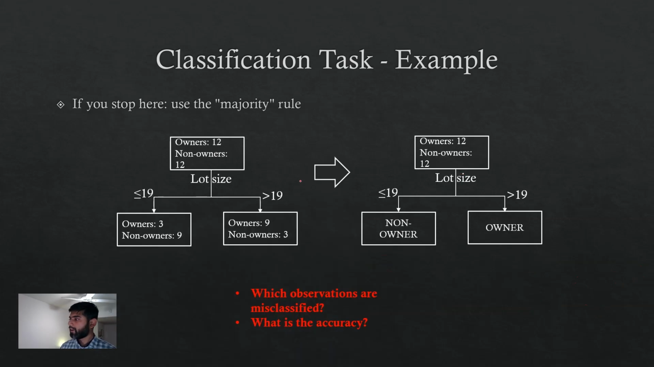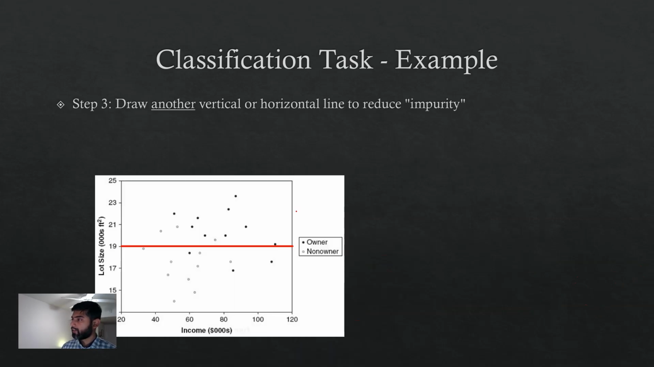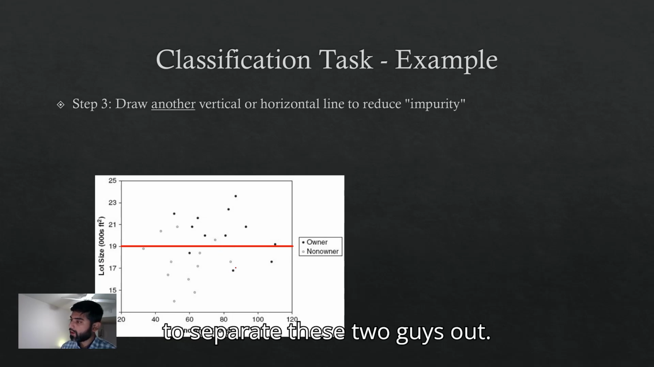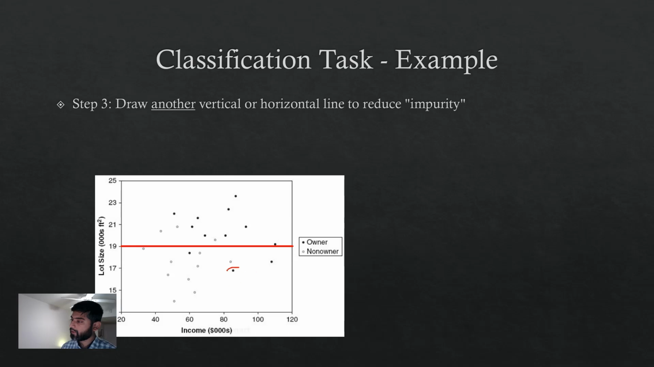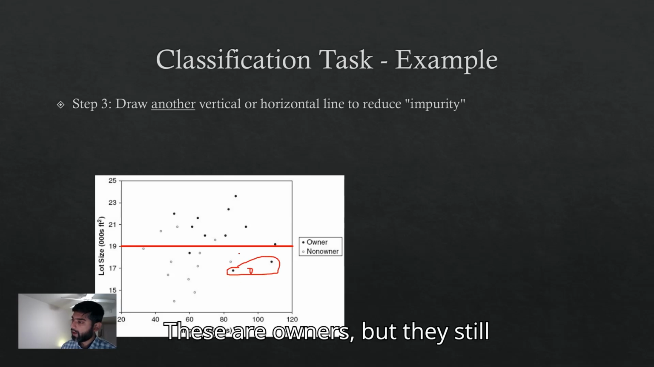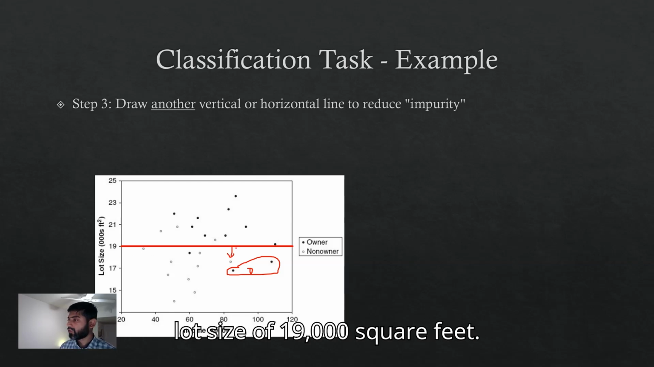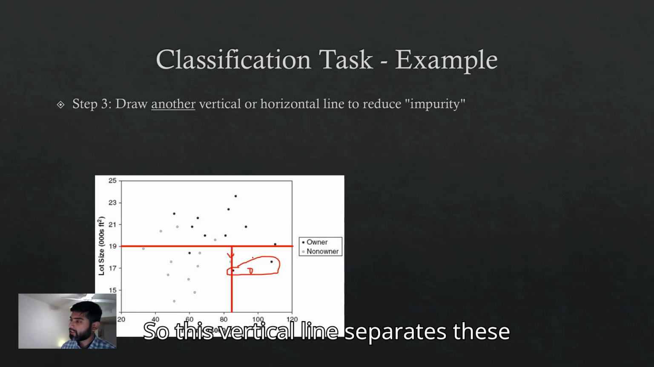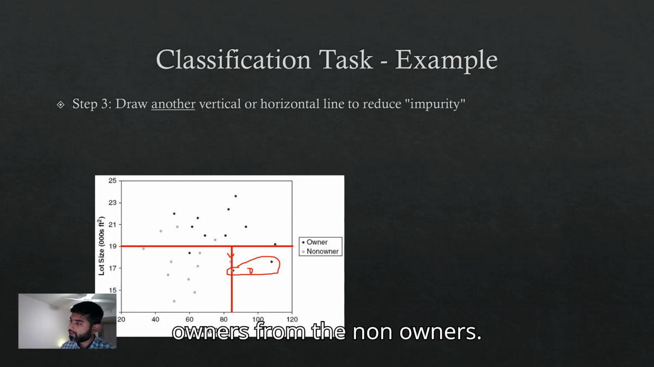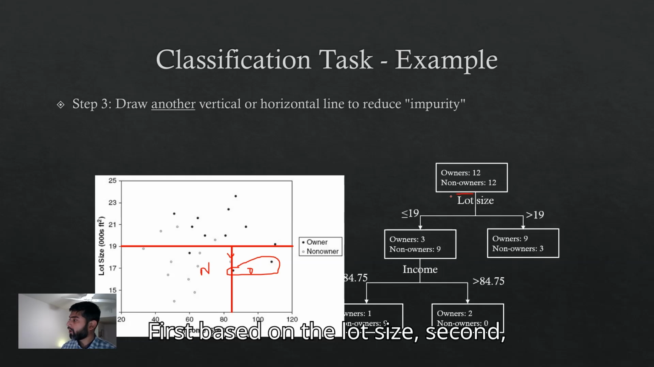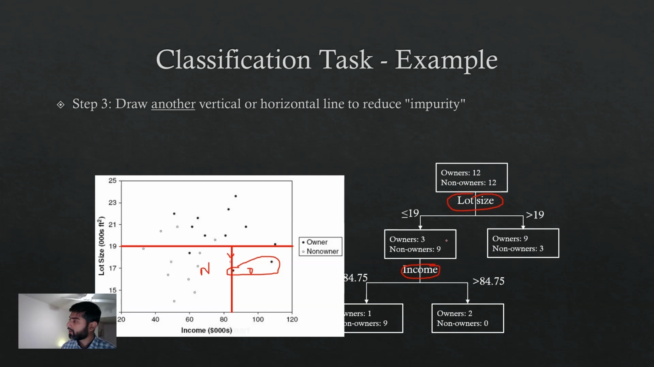Now let's look at another vertical line that we could draw to separate these two guys out. These are owners, but they still fall below the threshold of the lot size of 19,000 square feet. So this vertical line separates these owners from the non-owners. Now we have two decisions. First, based on the lot size, second, based on the income.